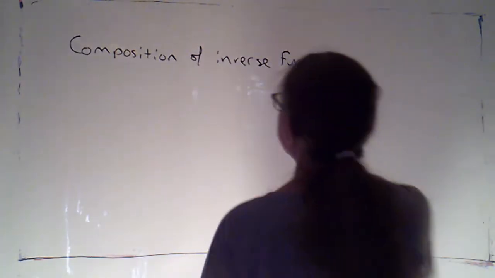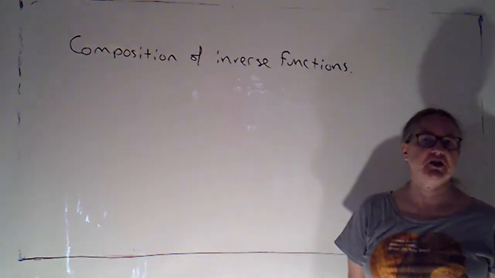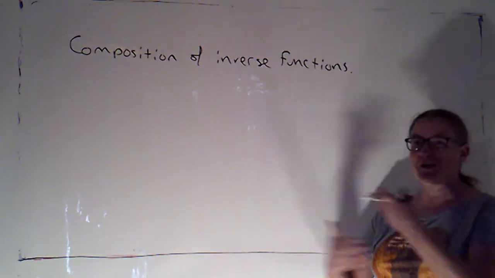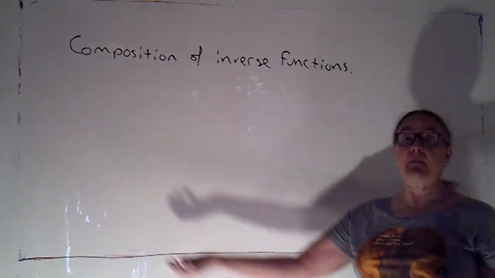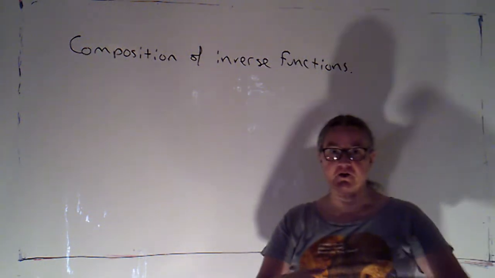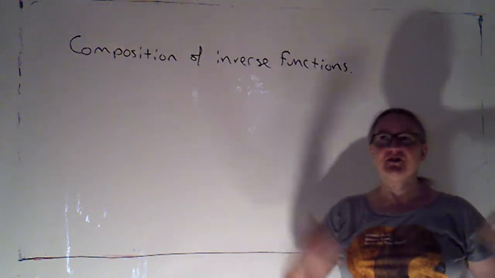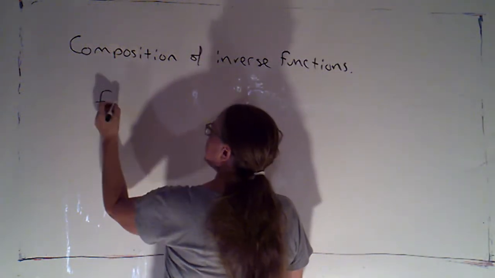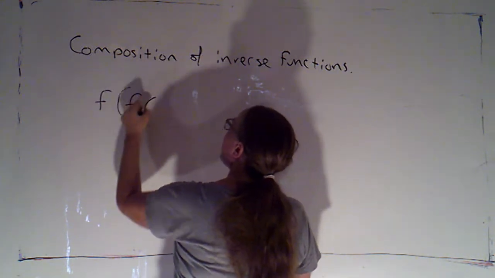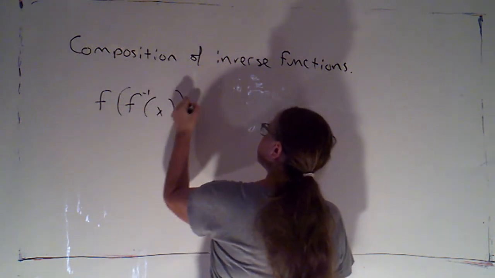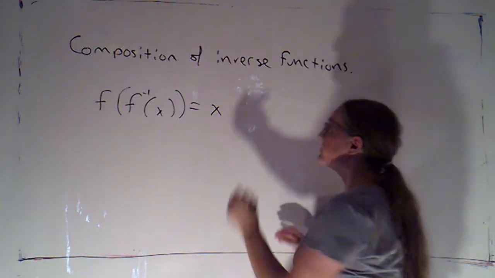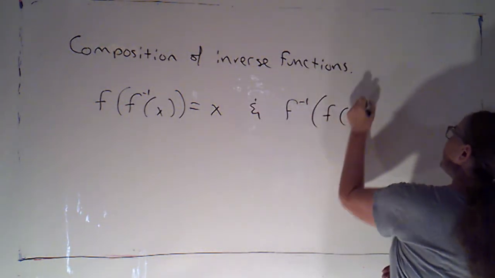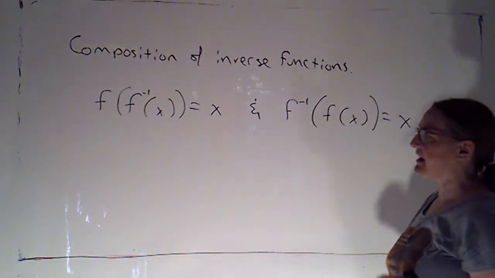Could return to this notion of composition of inverse functions. When we first talked about the fact that inverse functions undo each other, we talked about the fact that if you compose them, if you do one function and then you do its inverse, you're going to be right back where you started. So it will always be the case that f of f inverse of x is just x, and f inverse of f of x is just x.